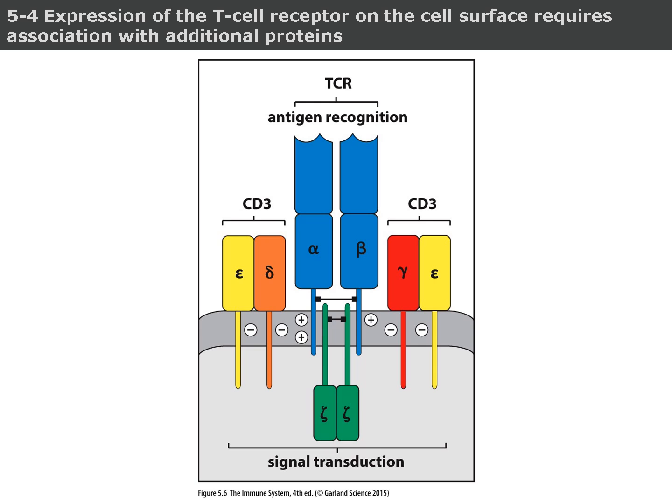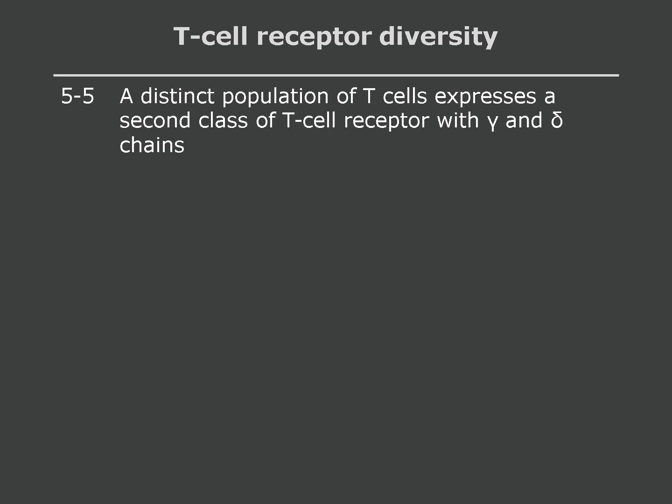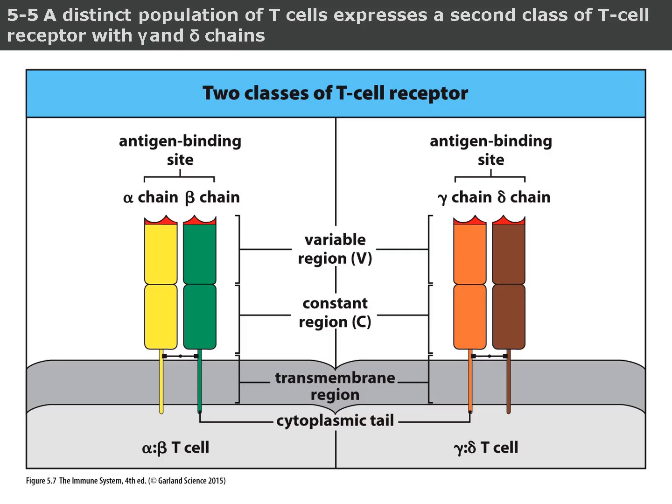Together, these associated proteins allow the T-cell receptor to recognize antigen and send signals into the cell to initiate an immune response. A distinct population of T cells expresses a second class of T-cell receptor with gamma and delta chains. This figure compares the two major types of T-cell receptors found in the immune system.